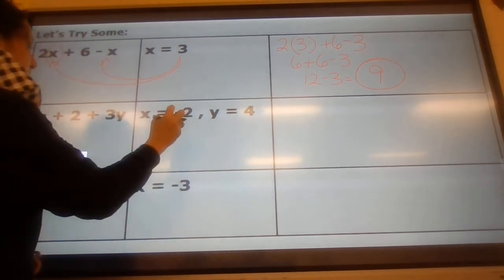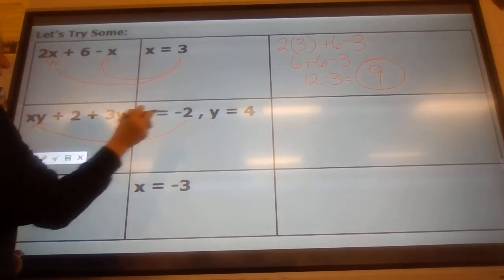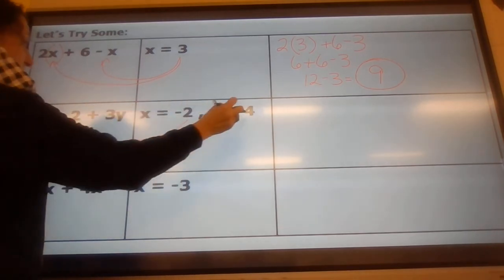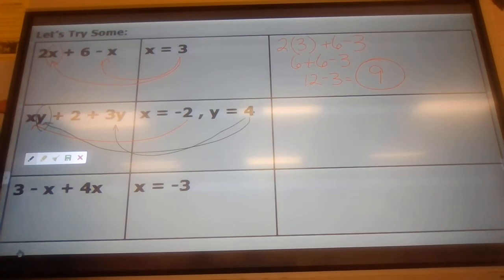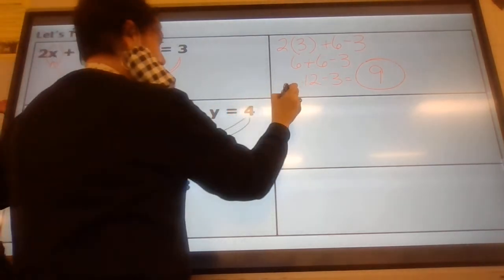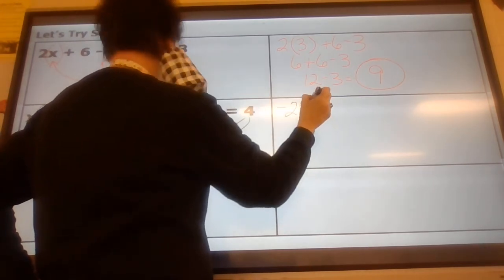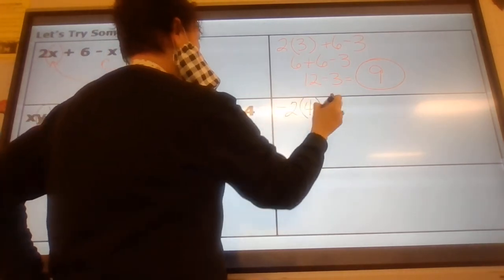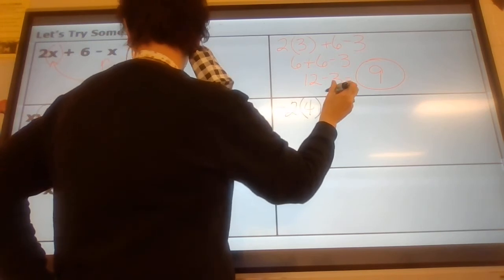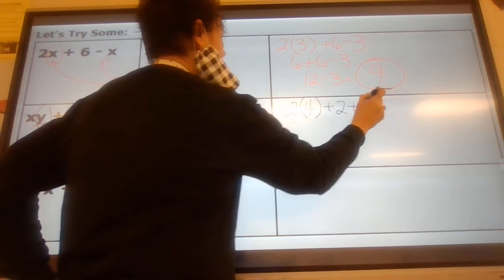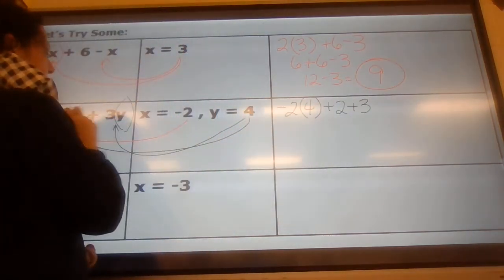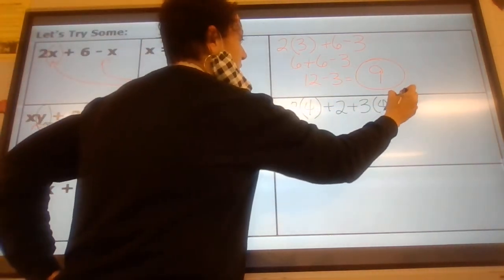I'm going to take this negative 2 and put it right here for x. And I'm going to take this 4 and put it right here for y. And my 4 goes right here for y. I'm going to put some parentheses right here so that I know that's multiplication. So I have negative 2 times 4 plus 2 plus 3. I needed some parentheses right there too, didn't I? Times 4. Okay?